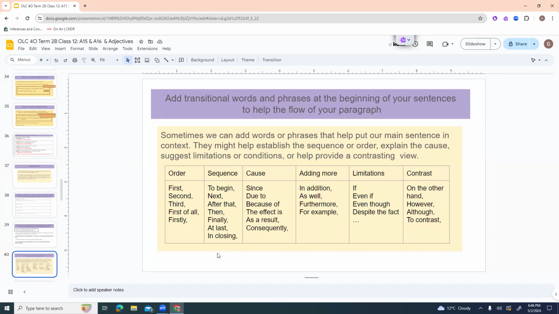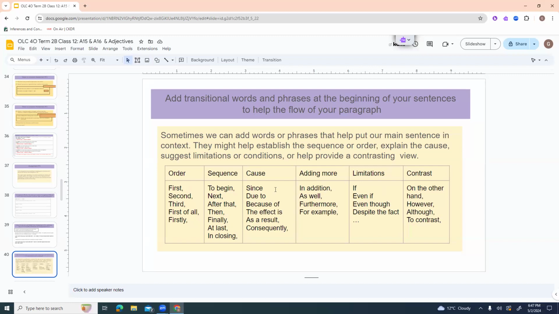These kinds of phrases might help establish the sequence or the order. They might explain the cause, suggest limitations or conditions, or help to provide a contrasting view. So for order, you might use things like first, second, third, first of all, firstly. For sequencing, like if you're trying to tell someone the steps to do something, you might use to begin, next, after that, then, finally, at last, in closing.